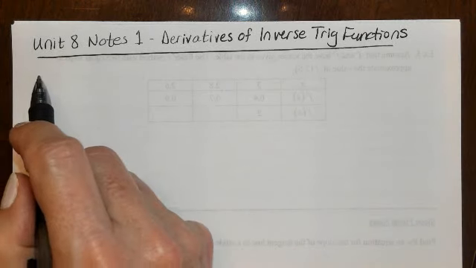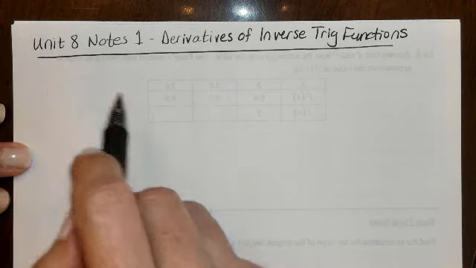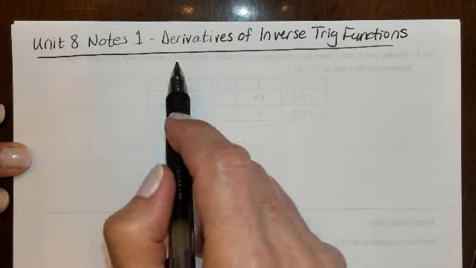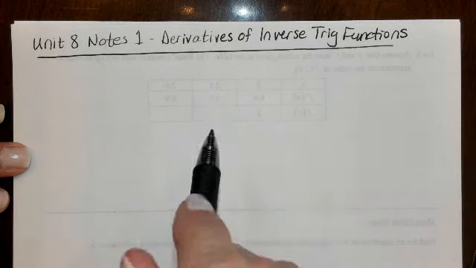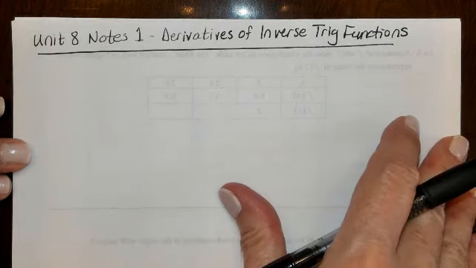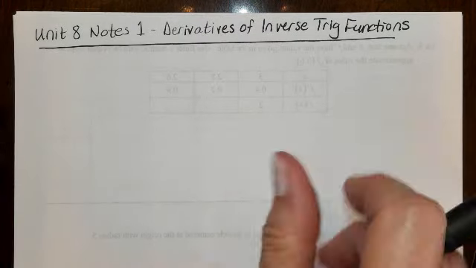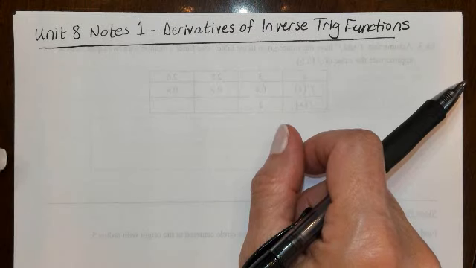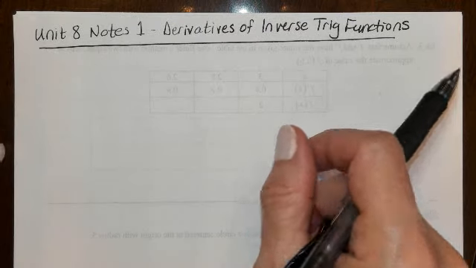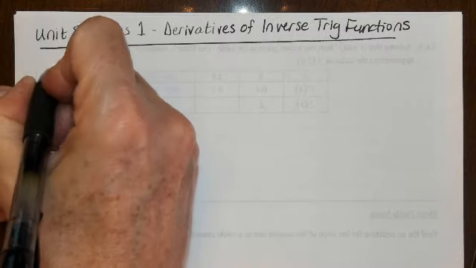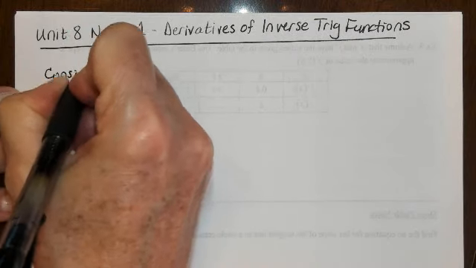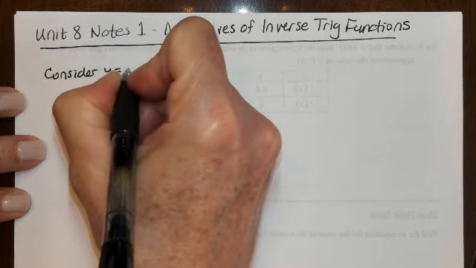We are in Unit 8, and this is our first section. Today we are going to be looking at derivatives of inverse trig functions. So I could just give you the formula for all of these, but I'd like to show you where these derivatives come from. So let's begin by considering y is equal to arctan of x.